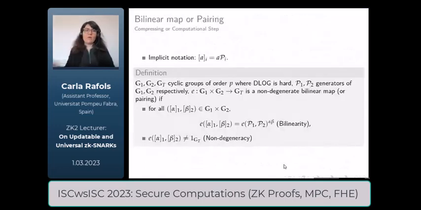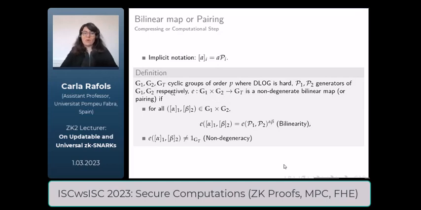Okay, so very quickly, what is a bilinear map or pairing? I'm sure most of you know. So the point is we have three groups that are cyclic and they have order P. And we know that in these groups, the discrete logarithm is hard. So what this means is that if I have a point in the curve, Pi, and you give me A times Pi, I don't know how to compute the discrete logarithm of A Pi in base Pi, okay?